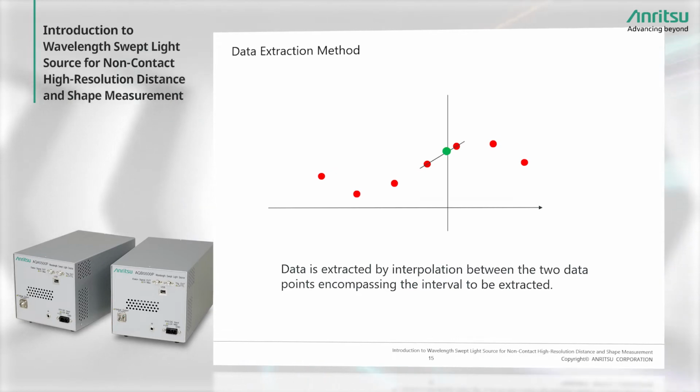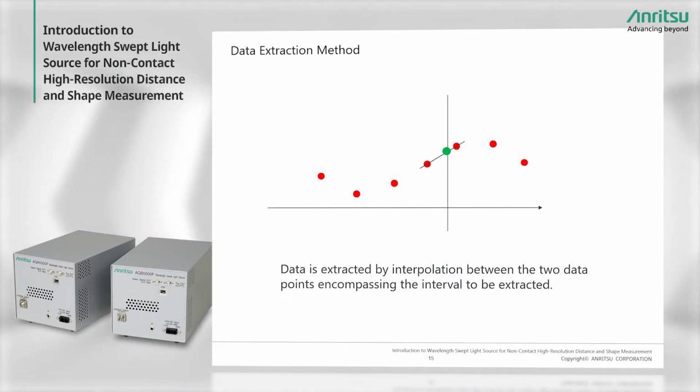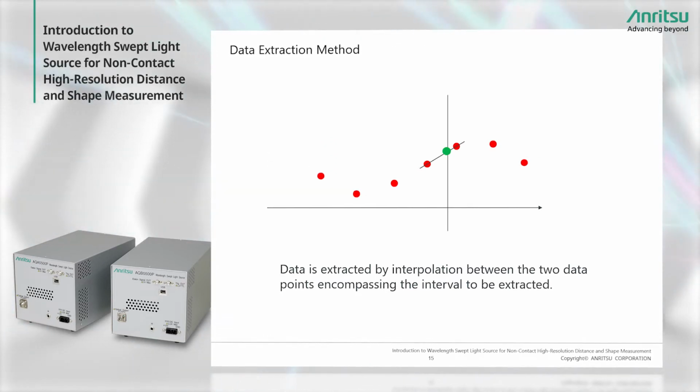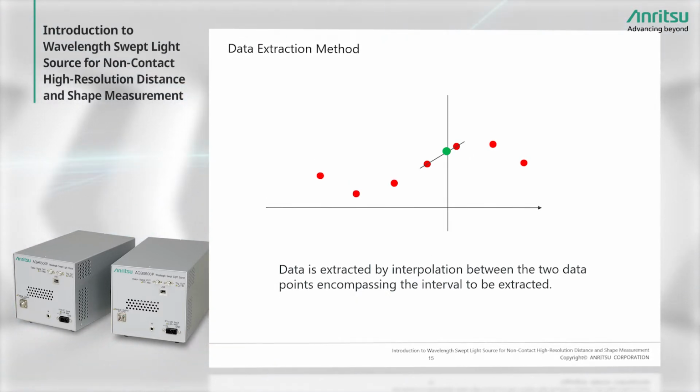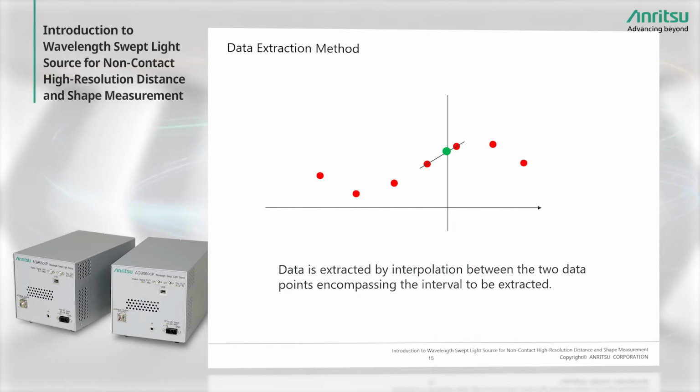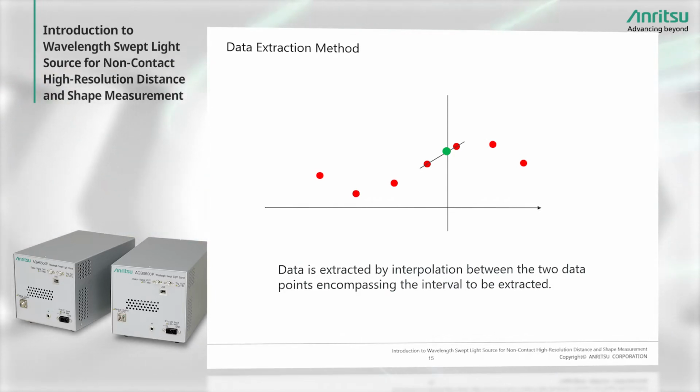Here is the data extraction method. It is quite simple, with red dots representing the measurement points which are aligned at equal time intervals. Extracting data for an intermediate point between two measurement points requires a simple interpolation calculation.